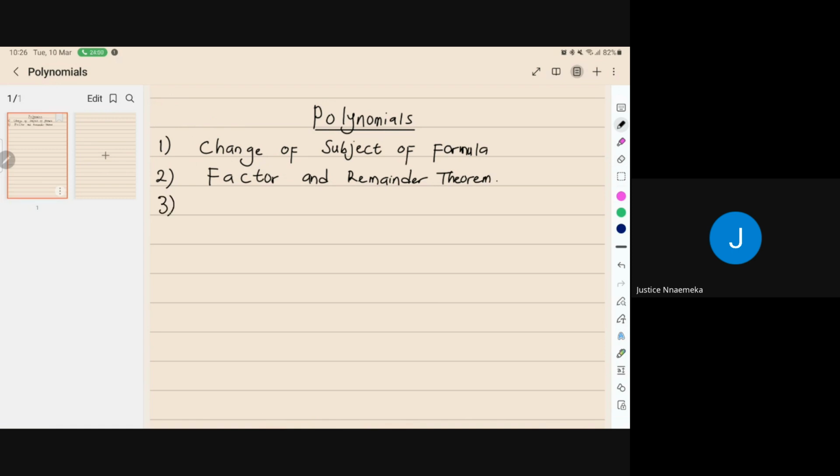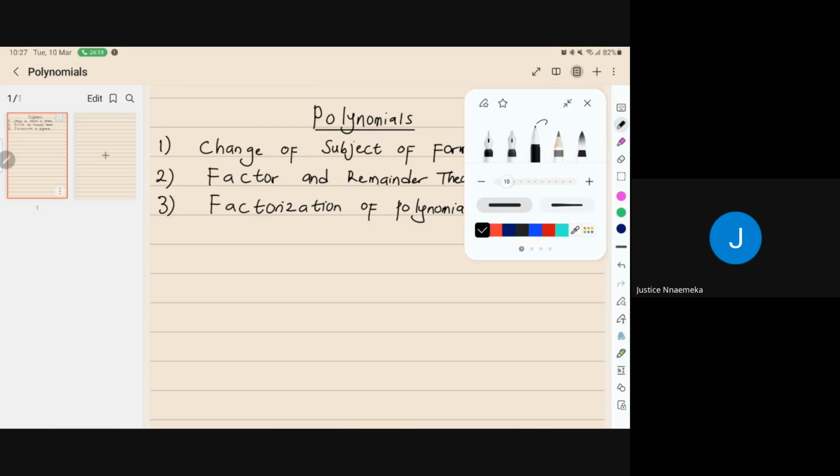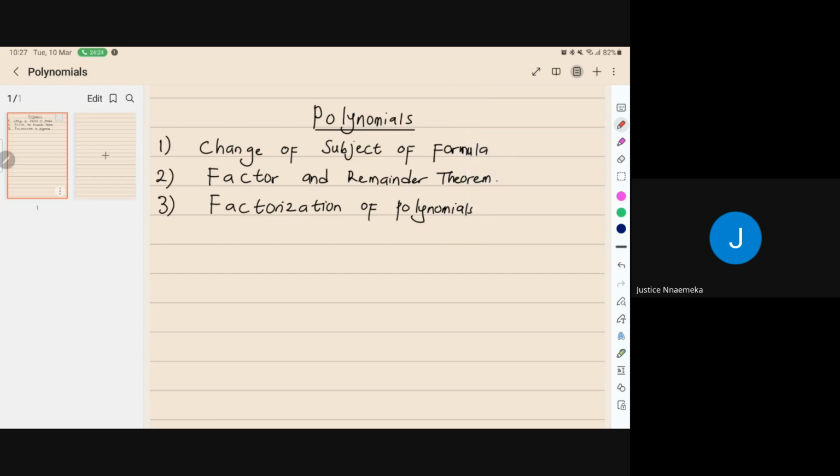Then we'll look at factorization of polynomials of degrees that are not greater than 3. Right? Factorization. I'm writing this so that anywhere we stop, you can continue the work from there. Factorization of polynomials, for degrees not greater than 3, if I can remember vividly.